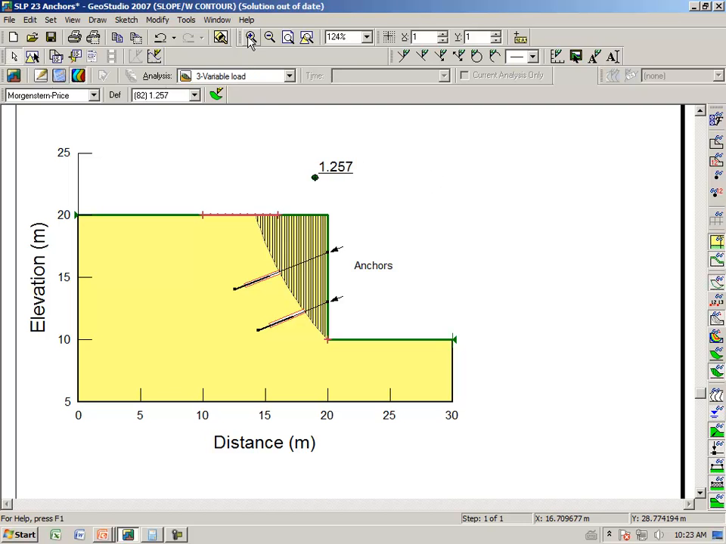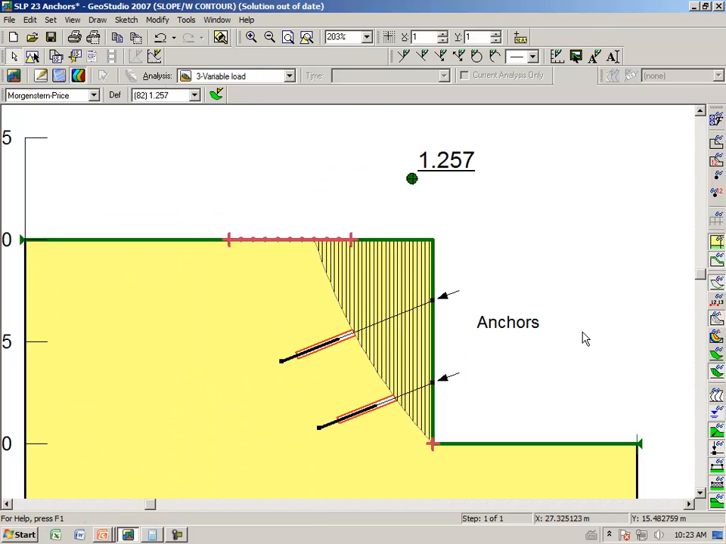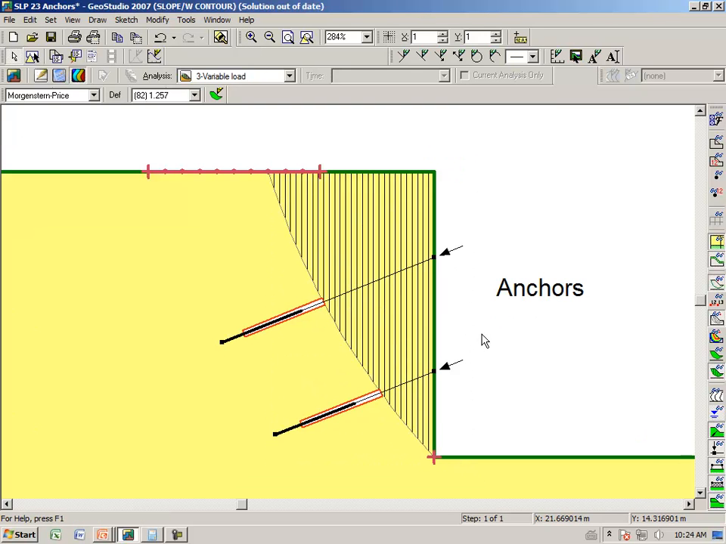In this particular case, it turns out that the variable option results in exactly the same factor of safety because the critical slip surface is in front of the bond and the bond is able to supply the 300 kilonewtons that we intended in order to get a factor of safety of 1.25. Let's once again zoom in here, and we can now look at the results in a different way.